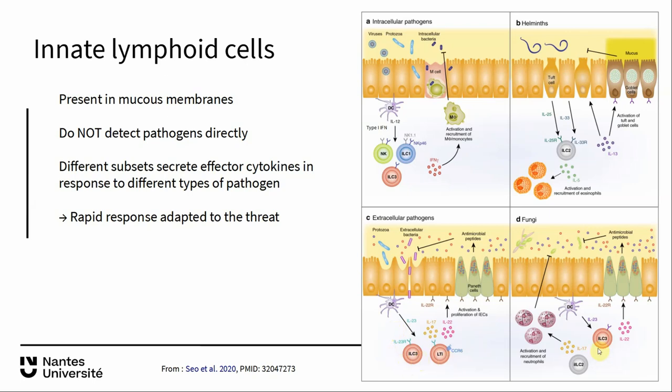And these ILC3 will secrete IL-17 and IL-22, which will have two effects. IL-22 helping the epithelial barrier to reconstitute itself, and also will activate the secretion of antimicrobial peptides by some epithelial cell subsets. And IL-17 will be very important for recruiting and activating neutrophils, which can then phagocytose extracellular bacteria and also Candida spores from fungal pathogens.